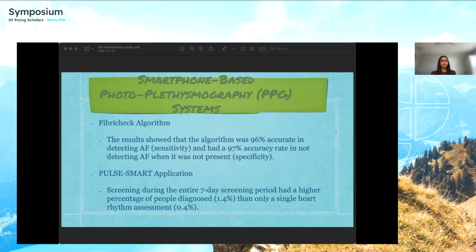In a study regarding the FibriCheck algorithm, the results showed that it had a high sensitivity and specificity, meaning that the algorithm was highly accurate in detecting AF and also had a high accuracy rate in detecting AF when it was not present. In a study done to assess the Pulse Smart app, results showed that the longer 7-day home monitoring had a higher percentage of people diagnosed in comparison to only a single heart rate assessment in a hospital.